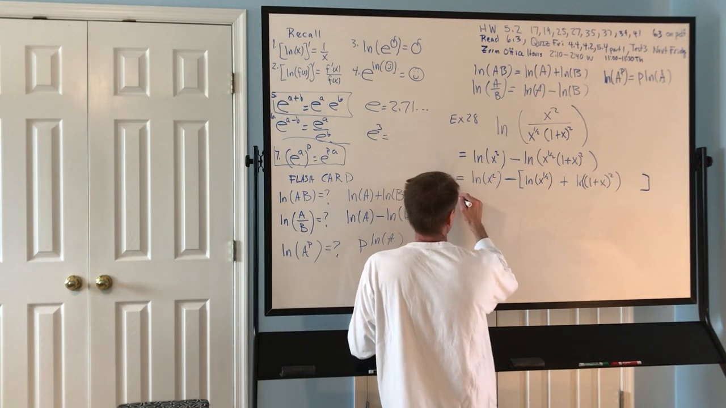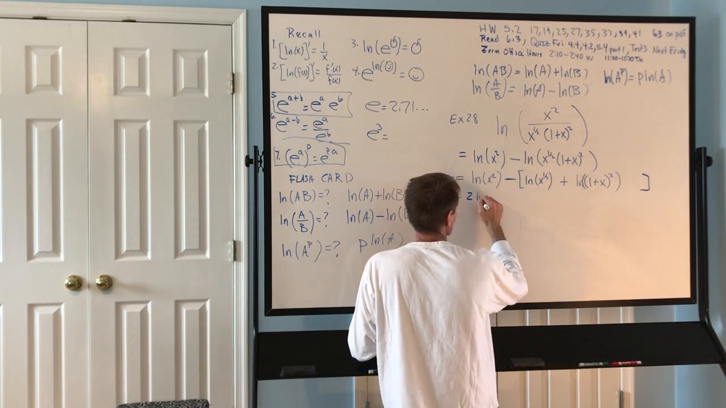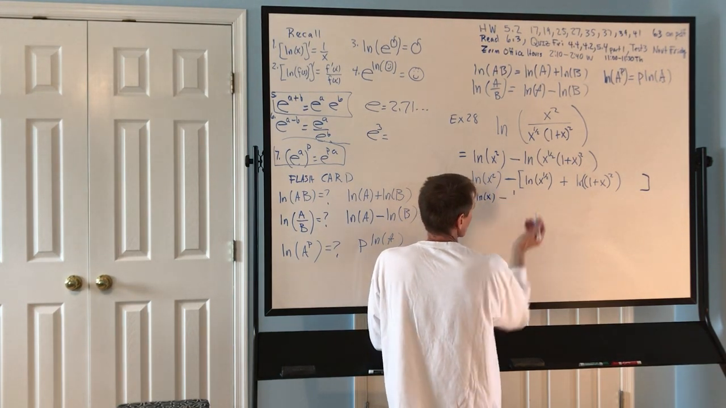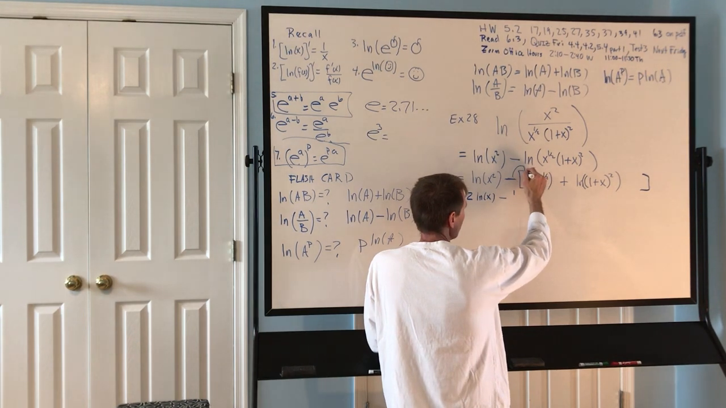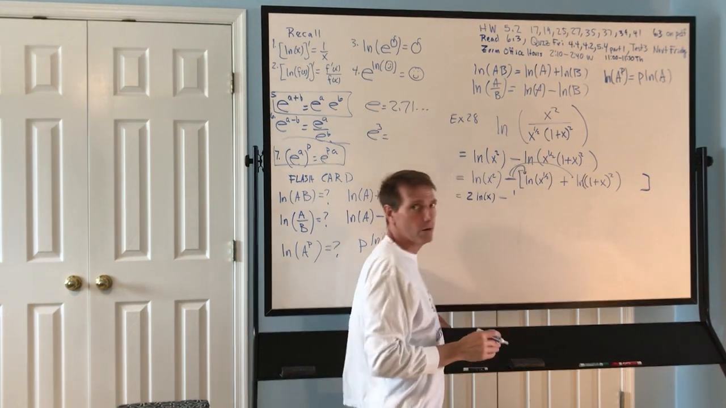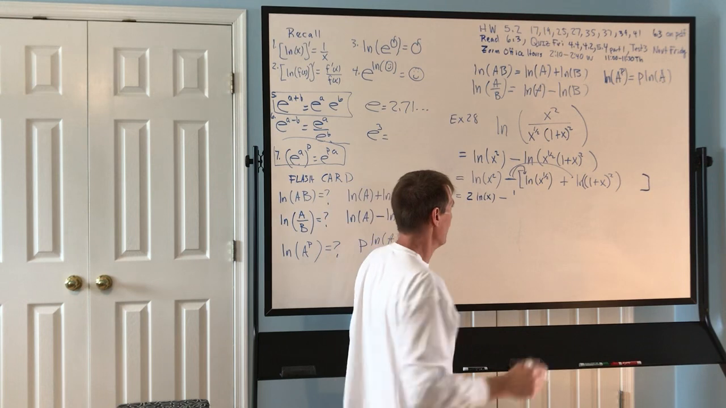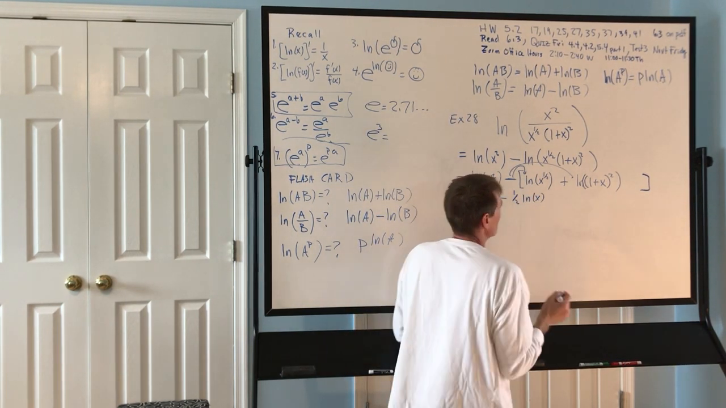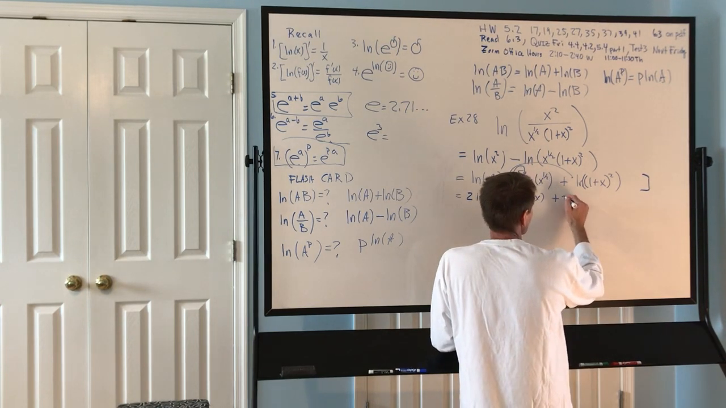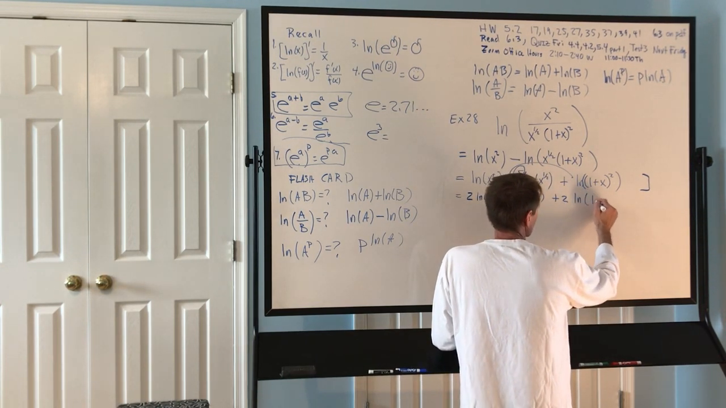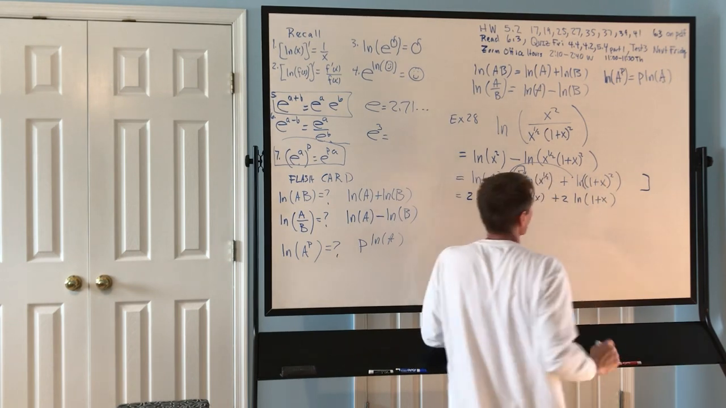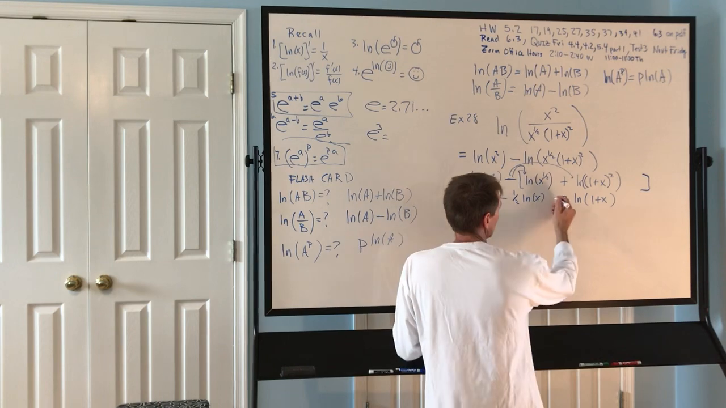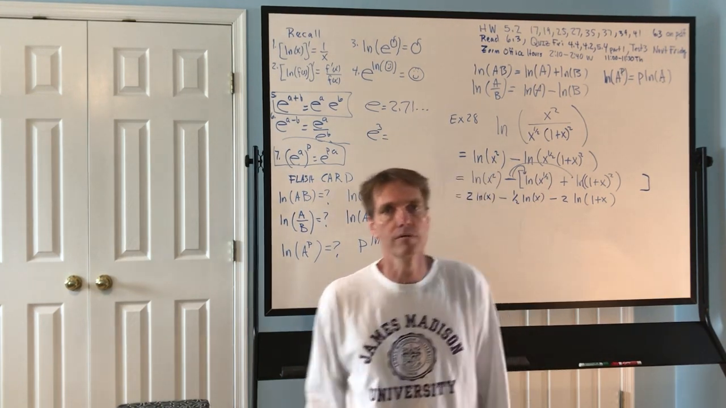So this would be 2 times the natural log of x minus, now guys, this minus is going to distribute to both, minus 1/2 the natural log of x, then plus 2 times the natural log of 1 plus x. Oops, I forgot to distribute. Okay, that minus goes to both of them.